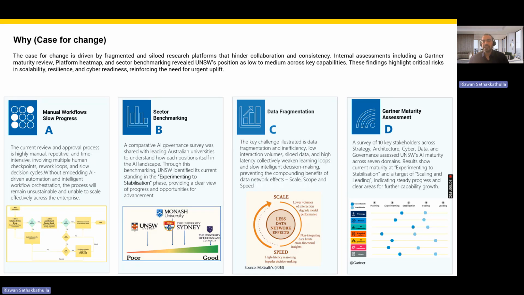We also looked at the McGrath thinking around scale, scope, and speed. We looked at our data repository and identified a significant gap in terms of data. The next one is the Gartner maturity model. We have around 7 key domains where we are assessed. We did a current state analysis and a target state analysis. Overall, we land between experimental and stabilization, whereas we want to move towards scalability and leading.